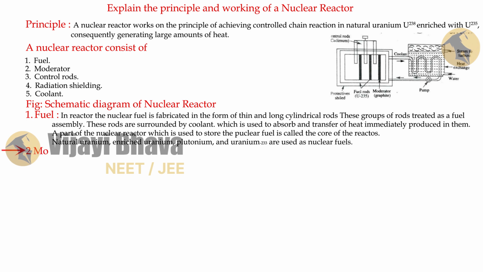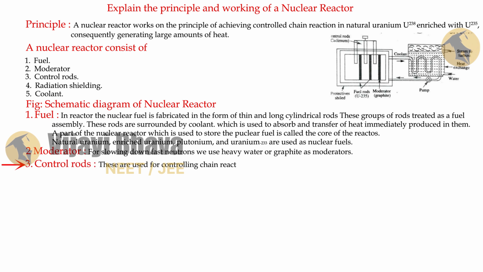The second part in the nuclear reactor is the moderator. This is used for slowing down fast neutrons. We make use of heavy water or graphite as moderators in the nuclear reactor. The third part in the nuclear reactor is control rods. These are used for controlling chain reaction by absorbing the neutrons. Cadmium or boron rods are used as control rods.